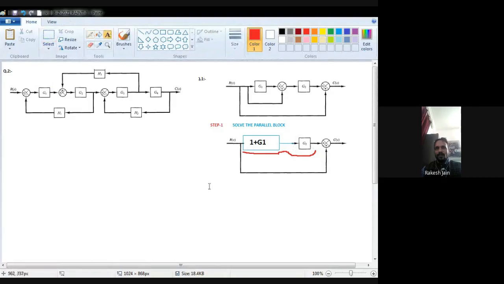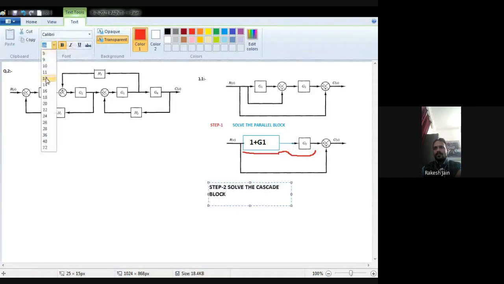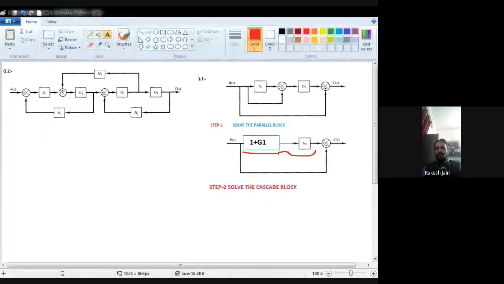Okay. Now, what is my second step? Now see very carefully. After this, these two blocks are in cascade, 1 plus G1 and this G2. One block gain is 1 plus G1 and the second block gain is G2. So blocks are in cascade. We know the rule that whenever blocks are in cascade, just multiply them. So here we are going to solve this step number 2.